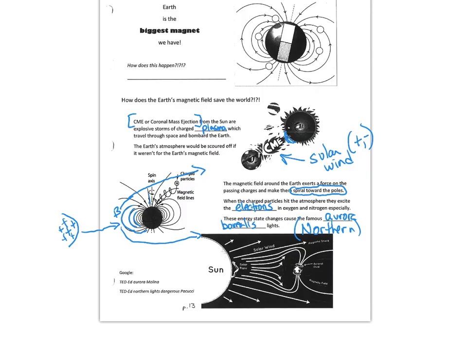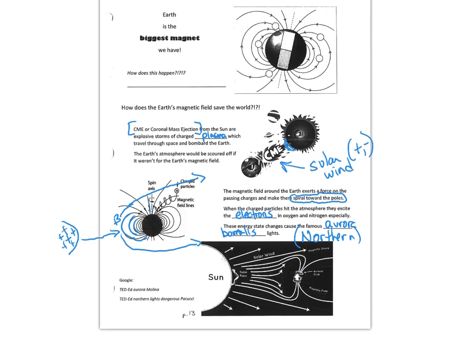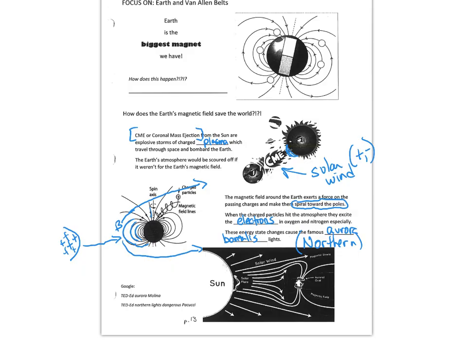And notice there's two different TED-Ed videos, Aurora Molina, and then TED-Ed Northern Lights. You also can find videos on our homepage from NASA that describe Earth's magnetic field, where it comes from, the sun's magnetic field, and basically how we exist, how our planet benefits us and creates this protective barrier from the solar winds or these coronal mass ejections.